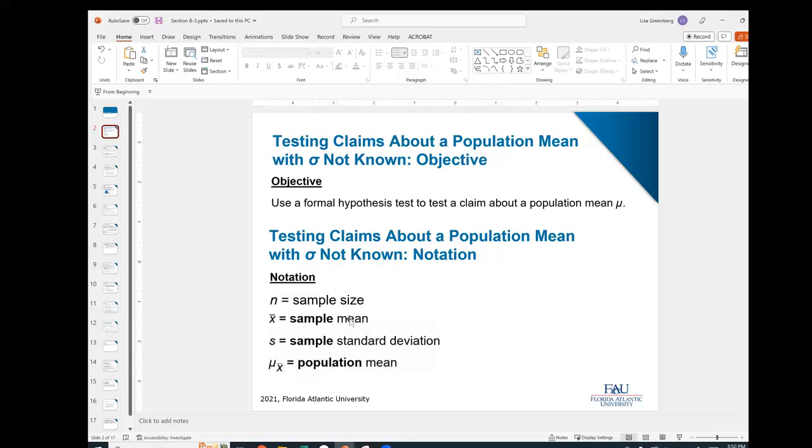So N is the sample size, X bar is the sample mean, S is the sample standard deviation, and mu sub X bar is the population mean, okay, which is basically the mean of the sample means, right? We learned that in chapter 7, I believe.